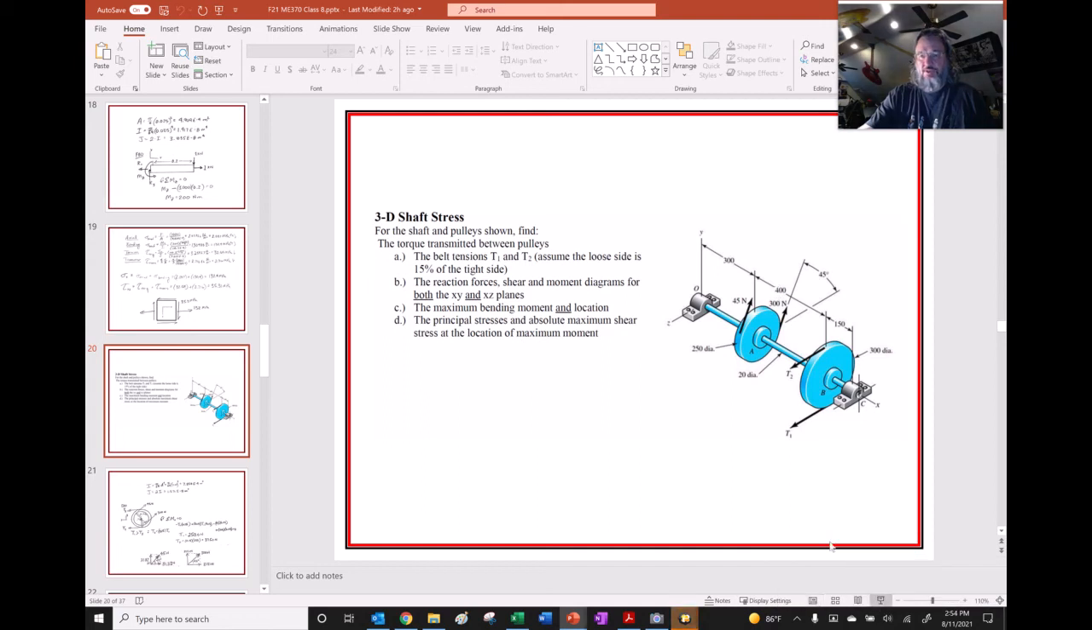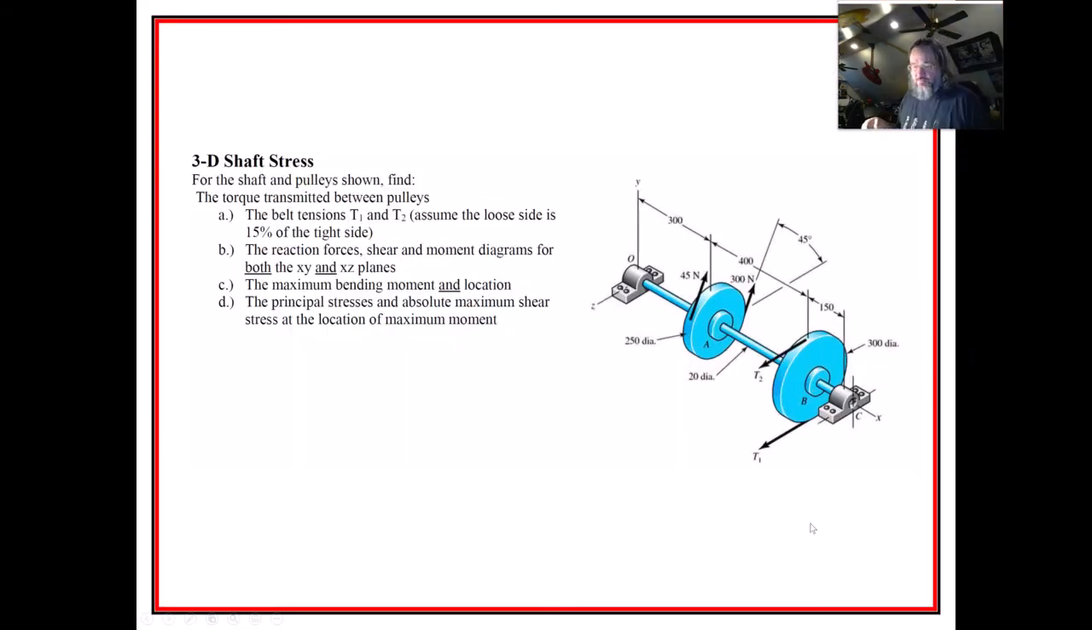Okay, so here is another example for class 8, and this is pretty close to being one directly out of the book, and I think it is. So we have this set up right here, and the torque transmitted between these two pulleys. We want to find the torque transmitted between these pulleys if the belt tensions T1 and T2, assume the loose side is 15% of the tight side in T1 and T2.